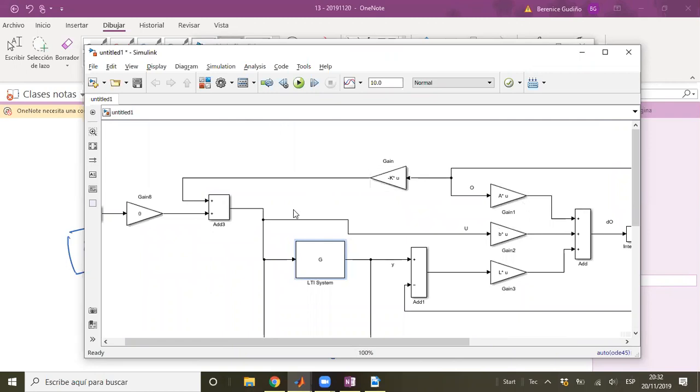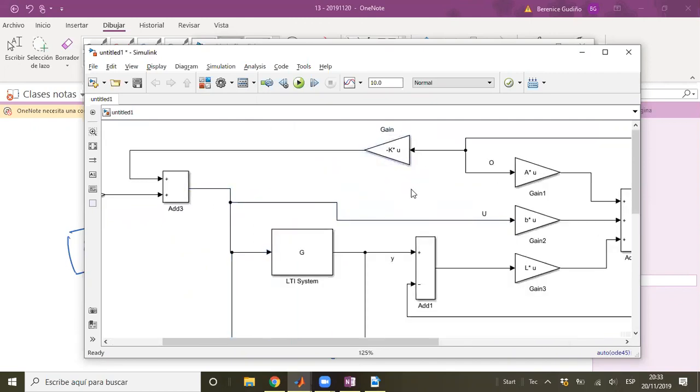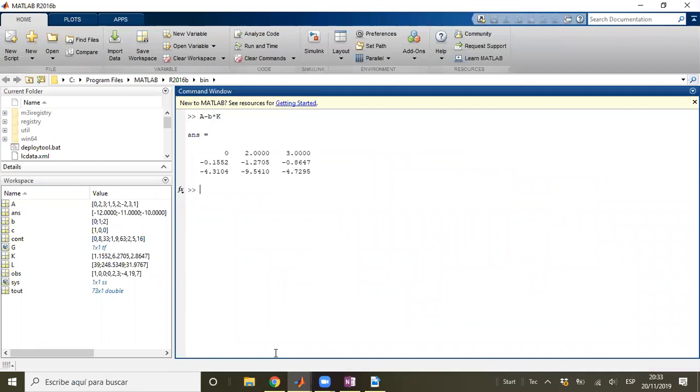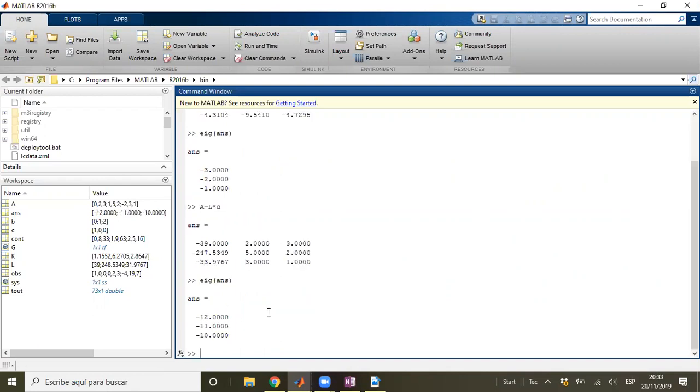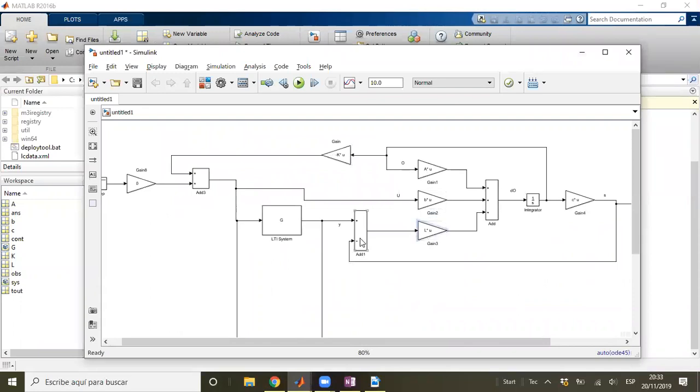Then in here, minus K times X. This goes in here, this goes in here. They all have the same. Let me just double check. This one is stable. This one is also stable. A minus LC. It's the output.